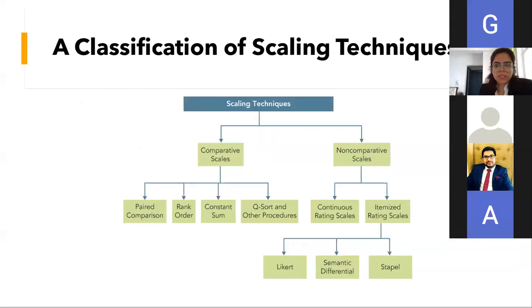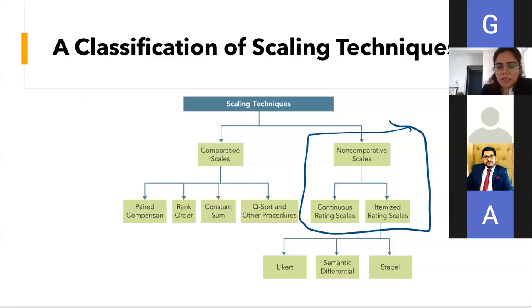Okay, next is your non-comparative scales. There are two types. One is continuous rating scales, and second is itemized rating scales. In itemized rating scales, we'll look at Likert, semantic differential, and Stapel.